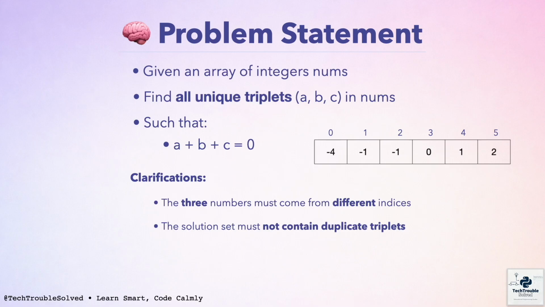And finally, order does not matter. For example, -1, 0, 1 and 0, -1, 1 represent the same combination. So we include it only once. So our task is simple. Find all unique combinations of three numbers whose sum equals 0. Now a straightforward idea would be to check every possible triplet in the array. But that approach quickly becomes inefficient. So next, let's understand why the naive approach is not enough.